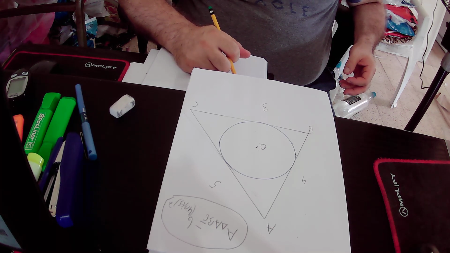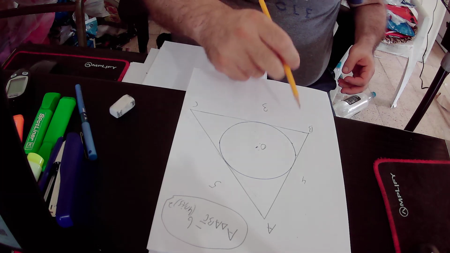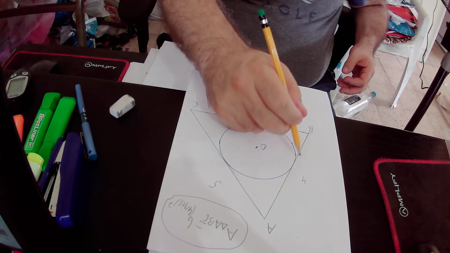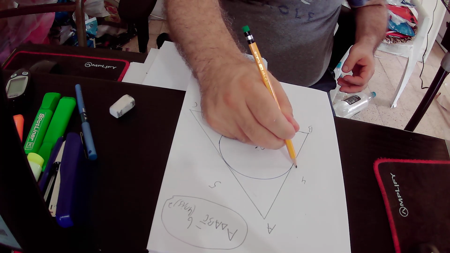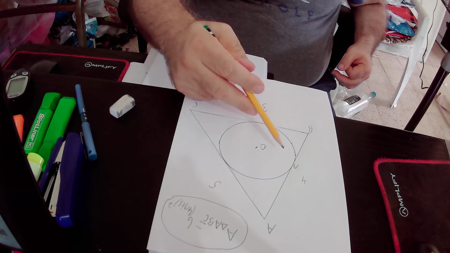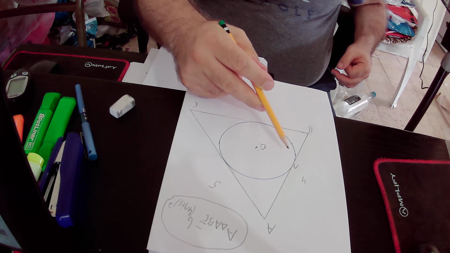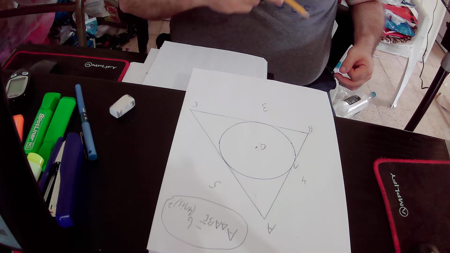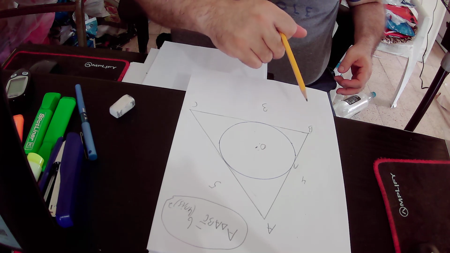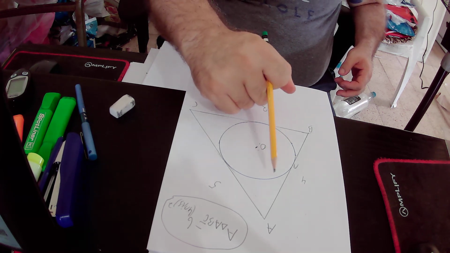and let's call the touching point between side AB of the triangle and the circle N, or we can say that side AB of the triangle is tangent to the circle at point N. Point N is the point of contact between side AB of the triangle and the circle.